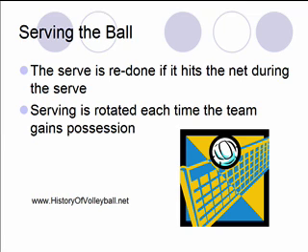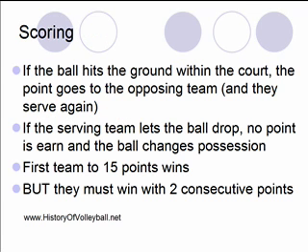Now, with the basic scoring, I kind of mentioned this a couple slides back, but if the ball hits the ground within the court, the point goes to the opposing team if they served the ball. So if the serving team serves the ball over to the opposite team, and that opposite team drops the ball or is not able to return it, then that serving team gets a point.